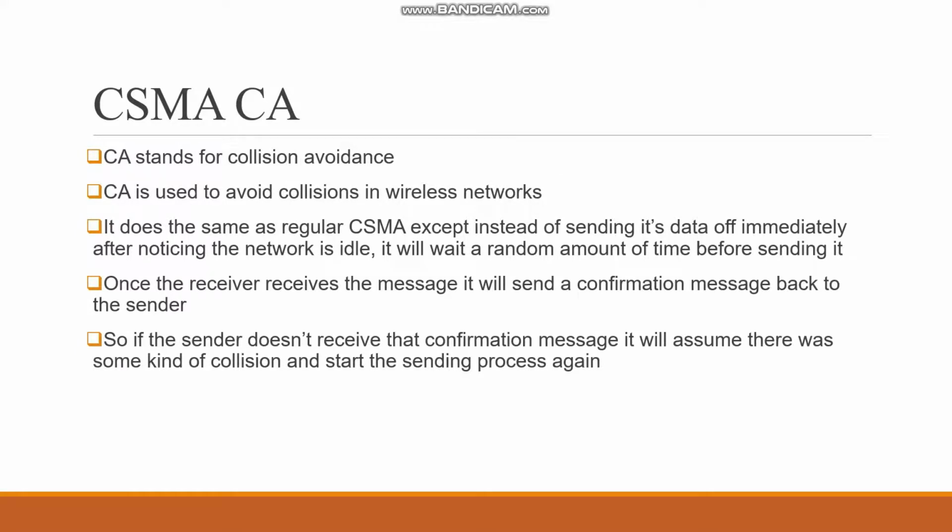CSMA/CA. The CA stands for collision avoidance. CA is used to avoid collisions in wireless networks. It does the same as regular CSMA, except instead of sending its data off immediately after noticing the network is idle, it will wait a randomly generated amount of time before sending it.